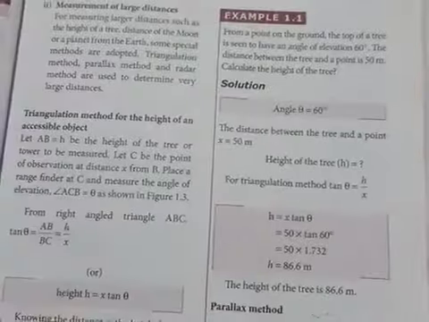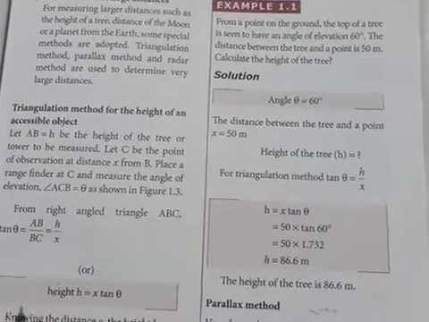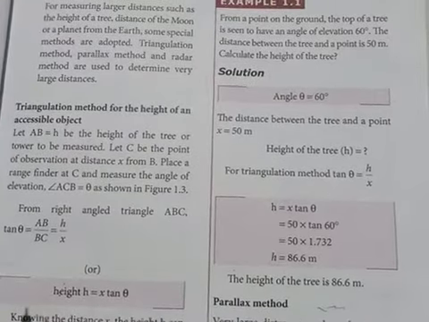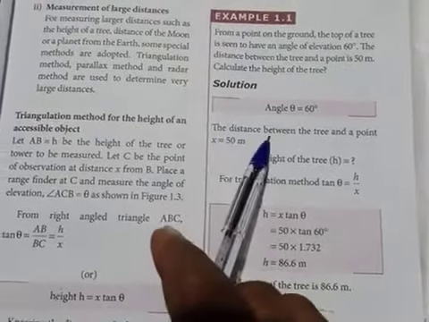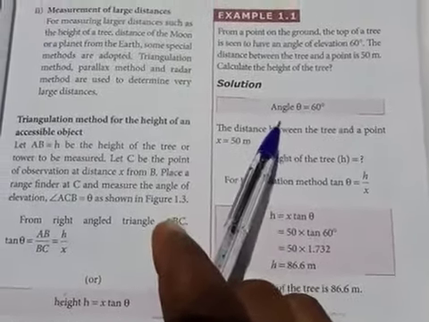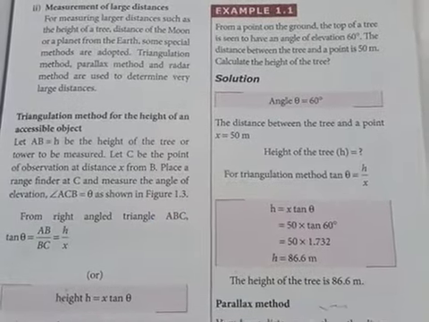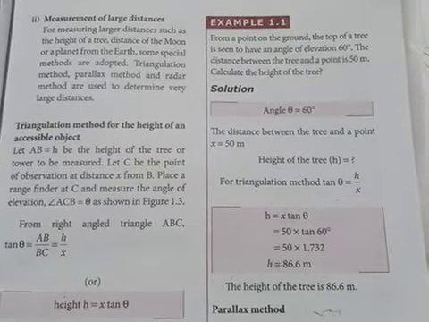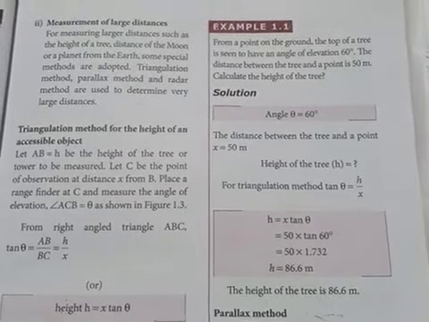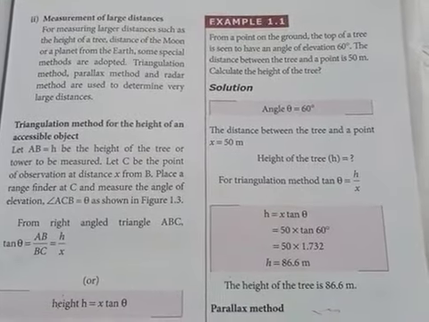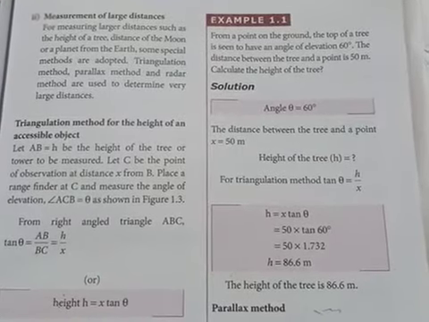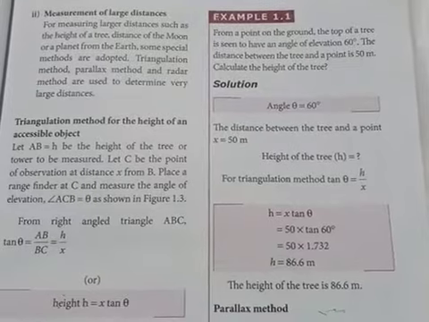Now example 1.1. It is a very important example. In many exams they asked a 3-mark question on this problem, so you have to go through it. From a point on the ground, the top of a tree is seen to have an angle of elevation of 60 degree. The distance between the tree and the point is 50 meter. Calculate the height of the tree.